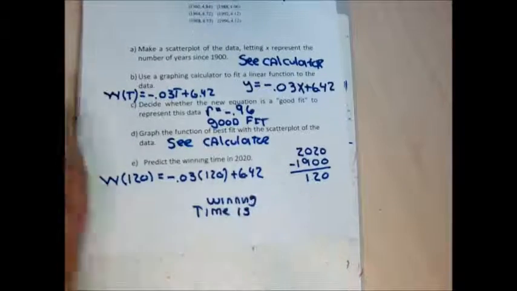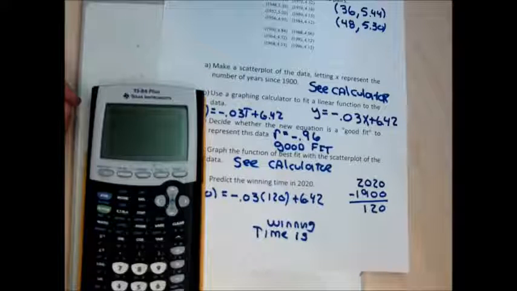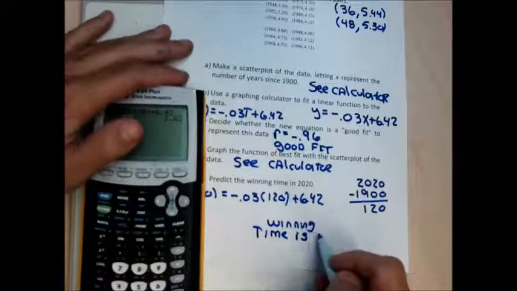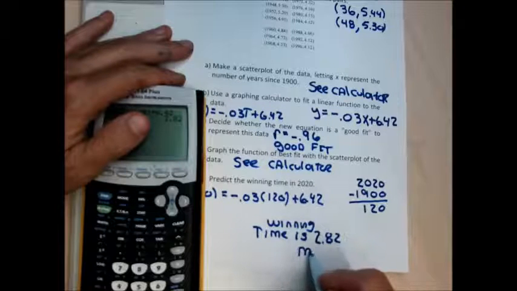And I can't do that in my head. So now to do this on my calculator, back to the main screen, negative 0.03 times 120 plus 6.42, and I get 2.82 minutes as the estimation of the winning time.